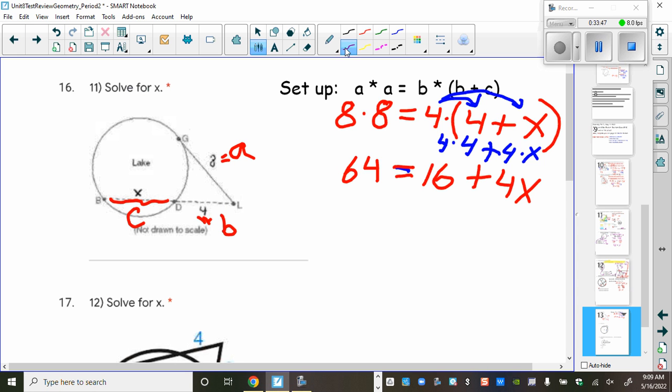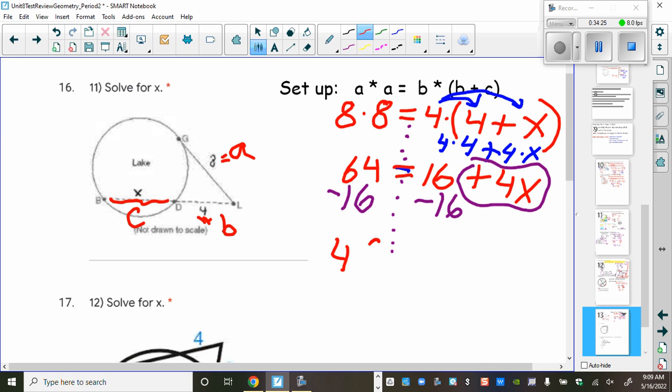Okay. So, here's what happens. We can't combine 16 plus 4x. Therefore, you have to take away 16 on both sides because 64 does not have an x. So we want to separate. We need to separate this term from all the other terms. So it's going to be minus 16 on both sides of your equal sign. Remember, your equal sign is here.